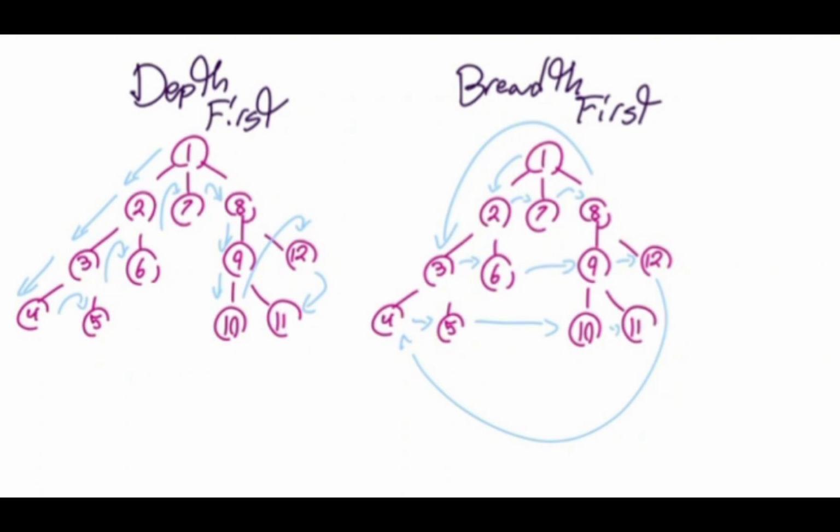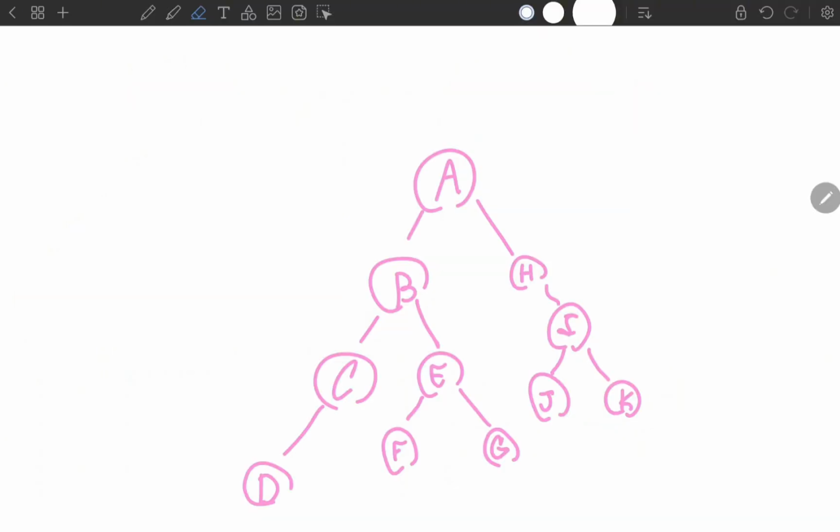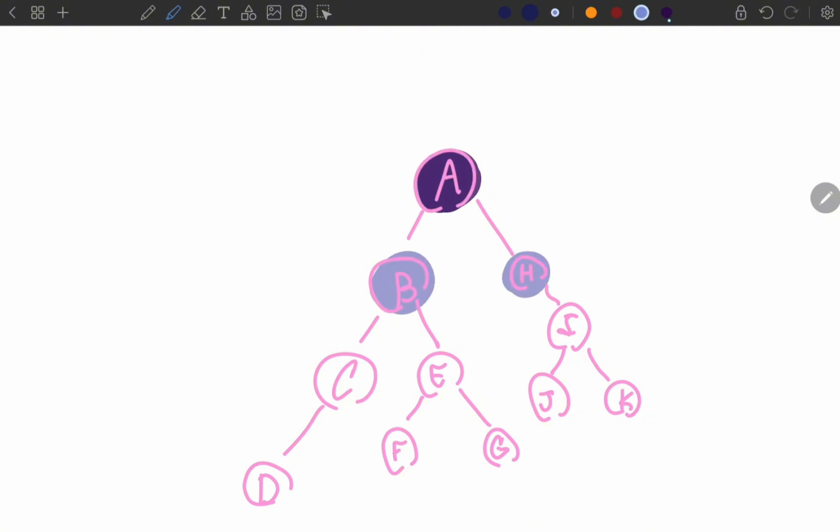So let's look at an example. So here it selects A, and then from A it goes to B and H, and then it determines which one to go with. So it will go with the left child and select B. From B it'll look at C and E, and from here it'll select C, and then from C it'll go straight down to D because that's the only path, and then it'll backtrack up to B, go to E.